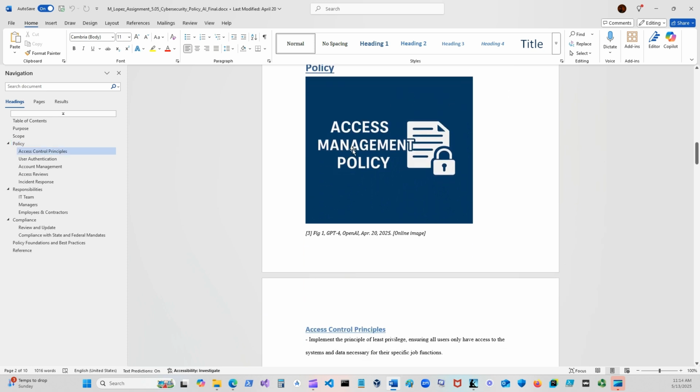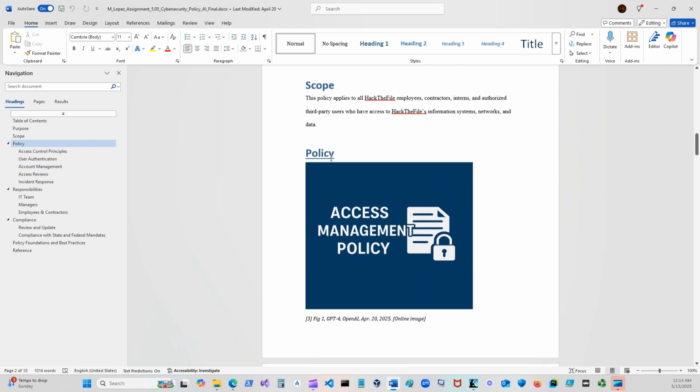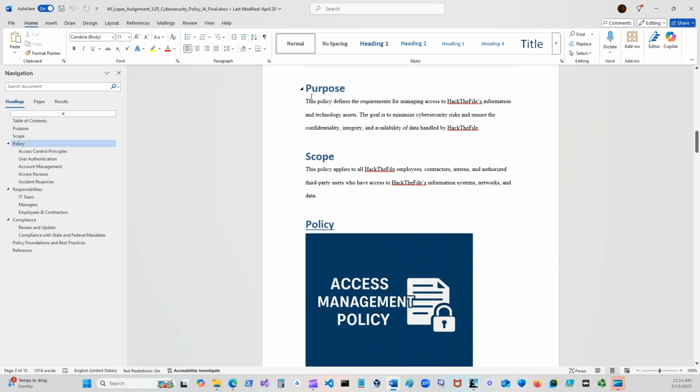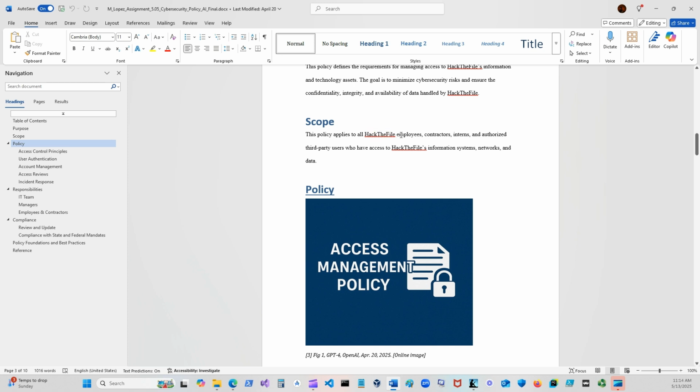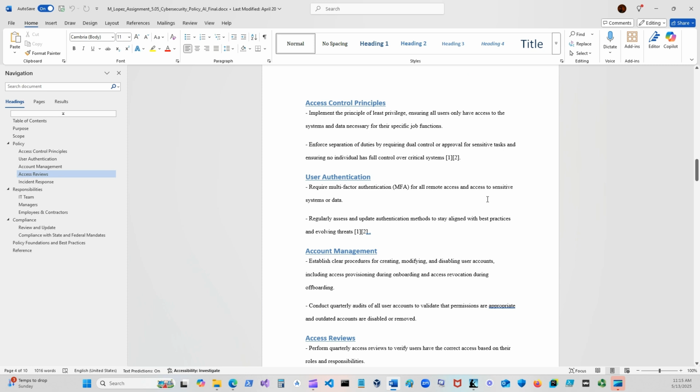And this is where I'm trying to propose different policies, like access management. This policy defines the requirements for managing access to HackTheFile's information and technical assets. The goal is to minimize cybersecurity risks and ensure the confidentiality, integrity, and availability of data handled by HackTheFile. The scope is that this policy applies to HackTheFile employees, contractors, interns, and authorized third parties who have access to HackTheFile's information and network. So in this case, HackTheFile is the company I'm working for, and I'm trying to sell what policies we need to focus on immediately within our budget and all this stuff.